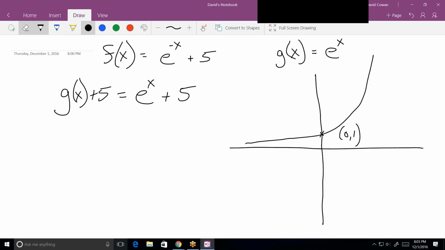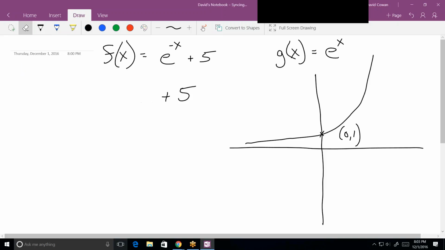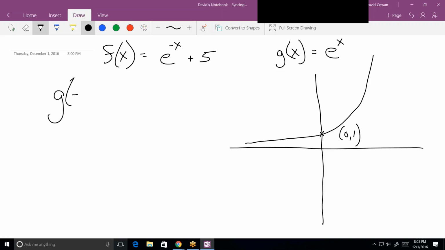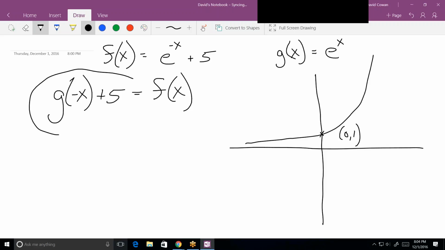So how would I figure out what f of x is in terms of g of x? G of negative x. There you go. That's what you want, to be able to write it like this. Now that's f of x. And based on this, you can tell everything that's being done. What's the consequence of the negative x inside the parentheses? A reflection over the y-axis.